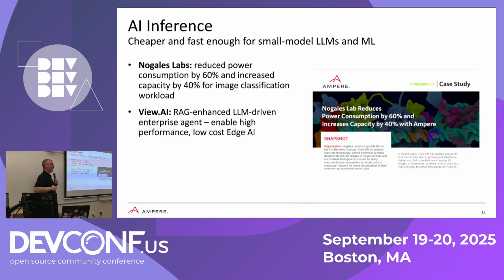Something like a RAG enhanced LLM, where you're going to do a chatbot that's got a low volume of requests coming in, or maybe you want to run an LLM on the edge where you don't necessarily have access to a lot of power or a very expensive GPU. You can run that on a CPU perfectly adequately.